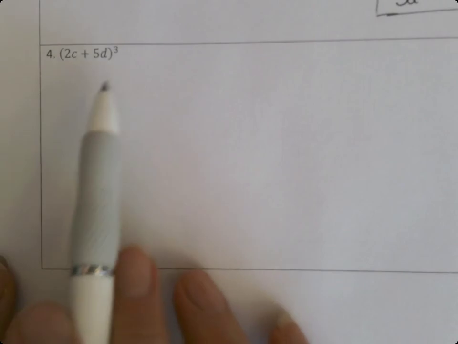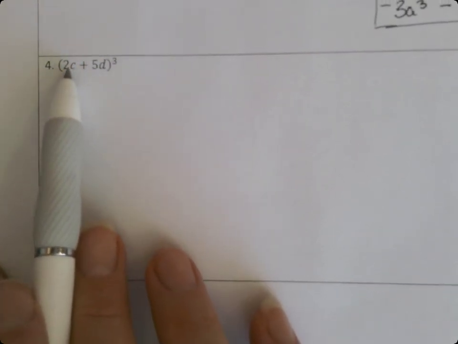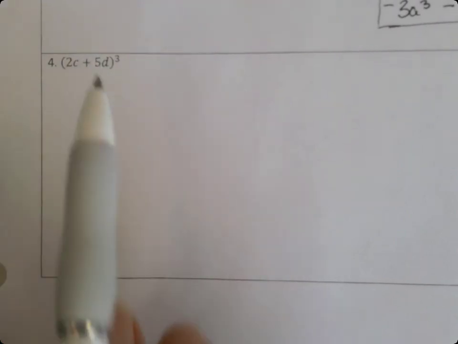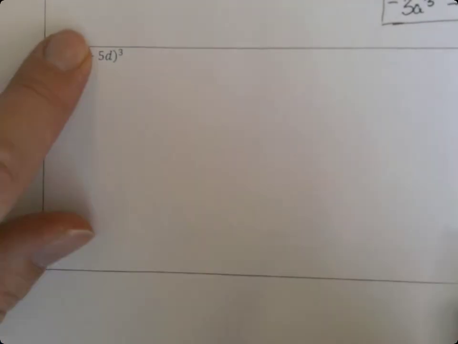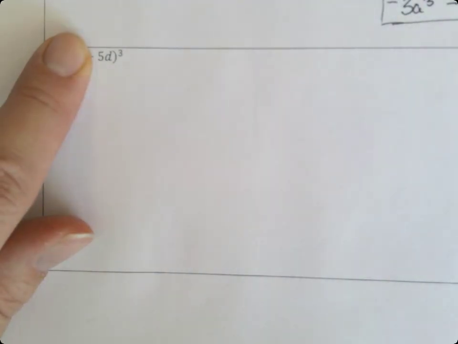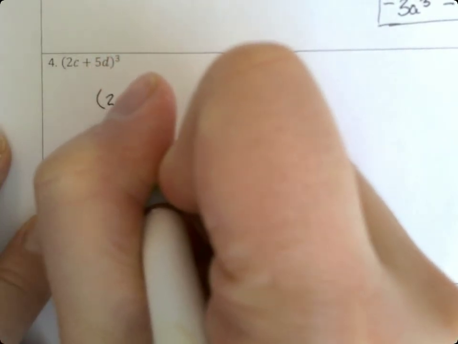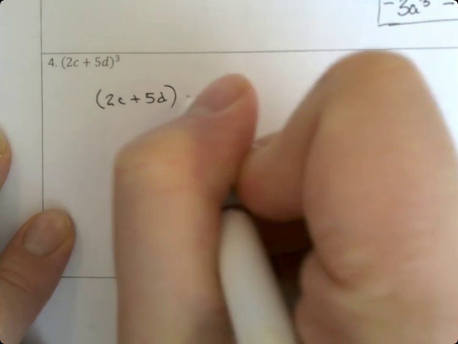So when you're looking at this problem, I cannot distribute the 3 over addition and subtraction. So what we did in the last lesson, if this was in parentheses and I said 5d to the third, well, that's 5d times 5d times 5d. I can do that. I can't distribute a power over addition and subtraction. So I have to write this whole thing in that expanded form 3 times.